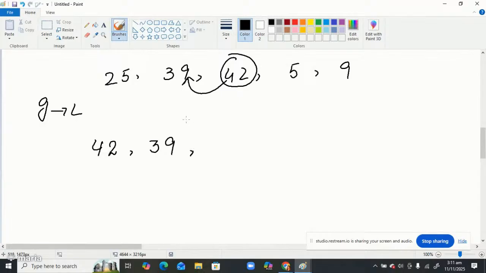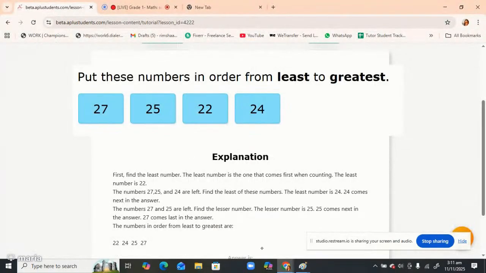Then what comes next? 25, 5 or 9. What is the greater number in all of it? That is 25. And in both of these, is 9 greater or 5 greater? As we can see, 9 is greater, then in the end we write 5. This is the way we write down greatest to least numbers. Okay, now let's discuss the test questions.